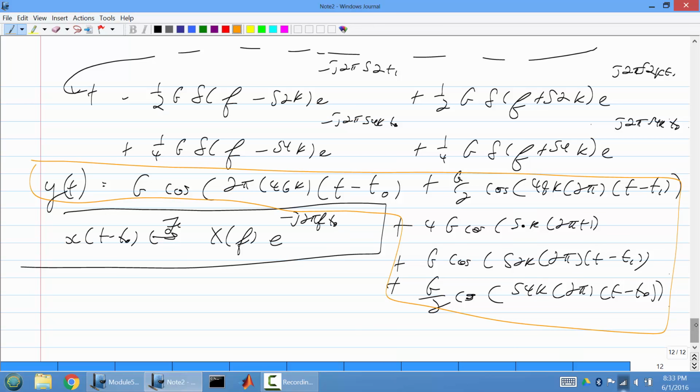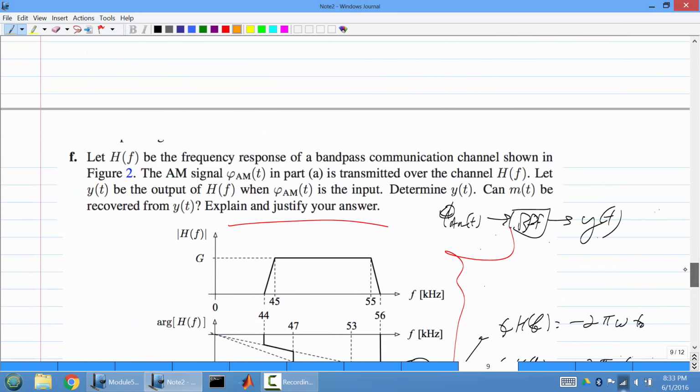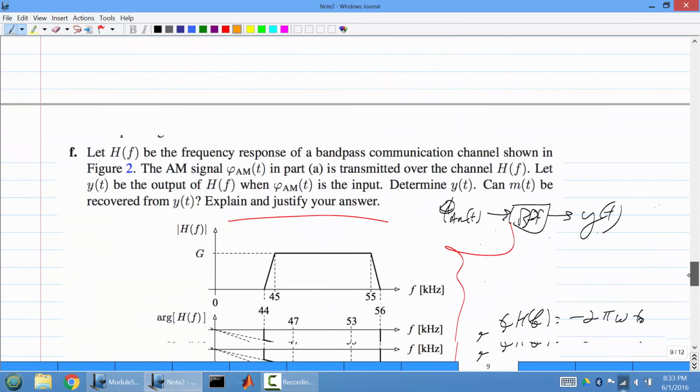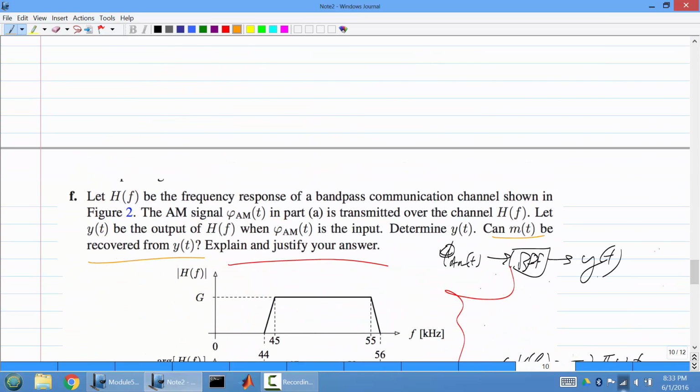Okay, so the last question asks you to determine y of t. Can the message be recovered? Why? Well, I can tell you right now that it can't.